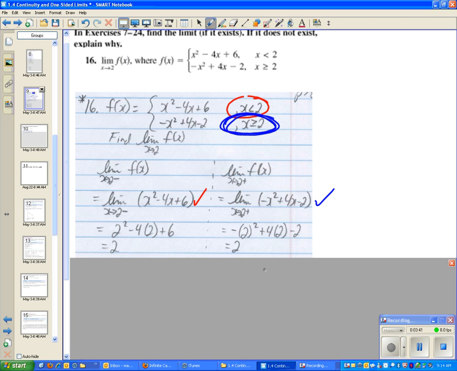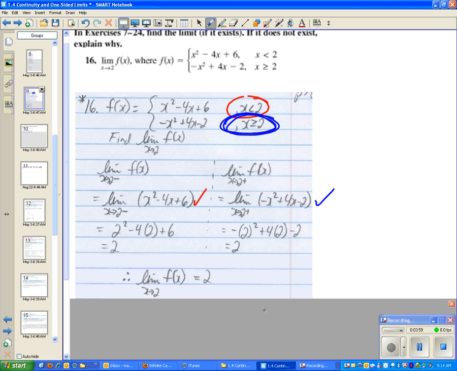And it turns out that the left-hand limit, that's the limit as x approaches 2 from the left, does equal the right-hand limit. That's the limit as x approaches 2 from the right. Therefore, that's the limit of f of x as x approaches 2. So our final answer, the limit of f of x as x approaches 2 equals 2. How cool is that?